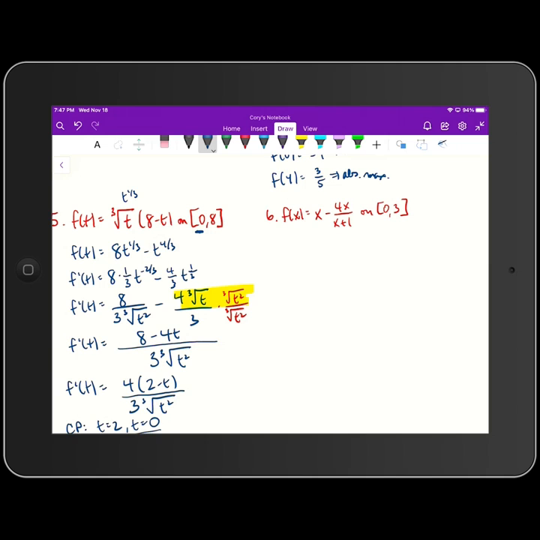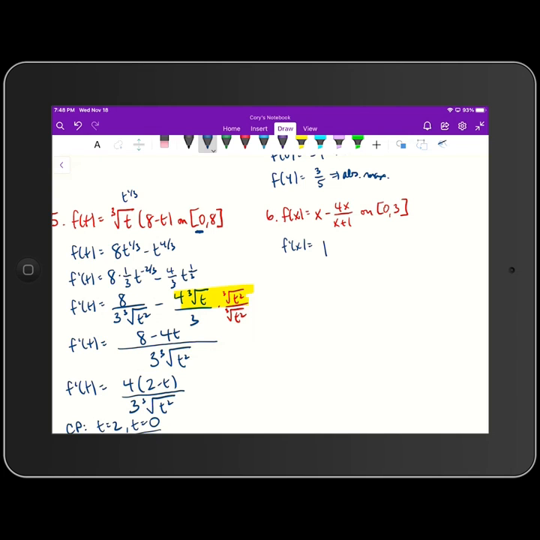Now you have two ways that you can take the derivative of number 6. If you want to combine x and 4x over x plus 1 into a single fraction and take the derivative that way, that works fine, okay? I'm not going to do it that way. I'm just going to take the derivative the way that it's written. You should get the same thing either way, okay?